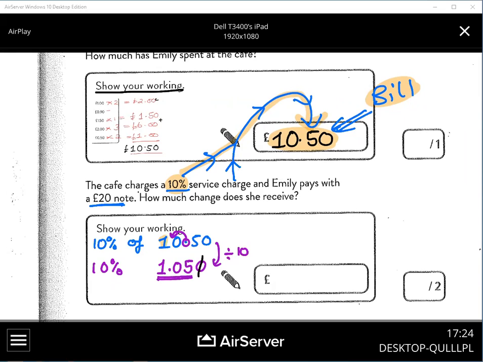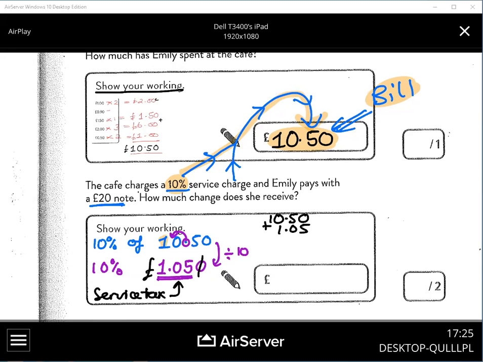So you have to pay £1.05 in a service charge. So that's the service charge. That's like a tax in a sense. That's how much you pay extra. So how much did it cost? You got £10.50 as the cost of the bill. You've got to pay an extra £1.05.